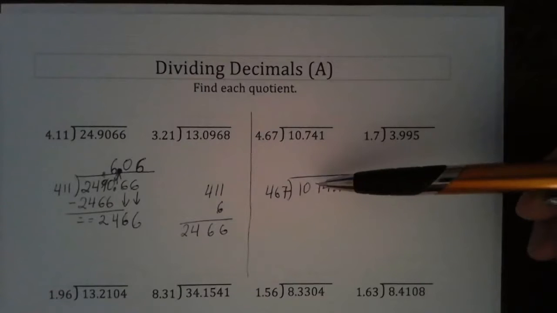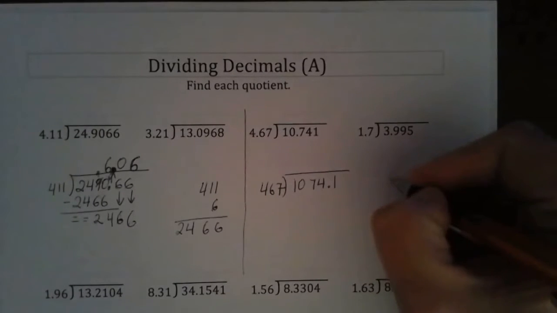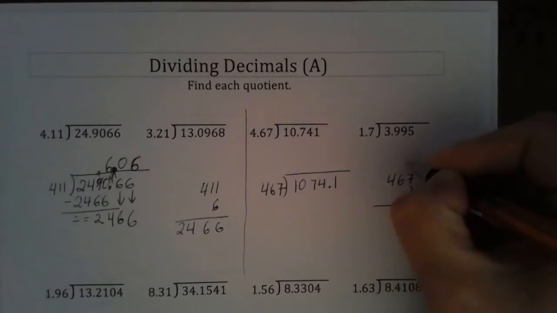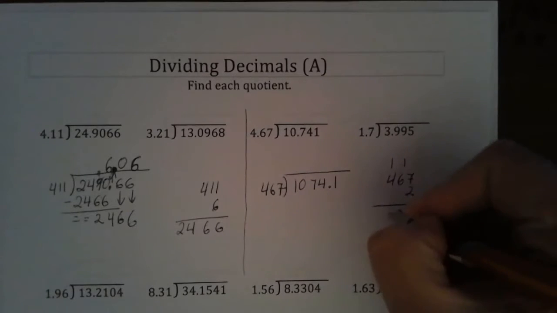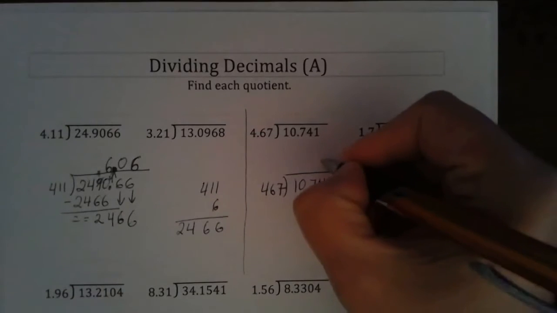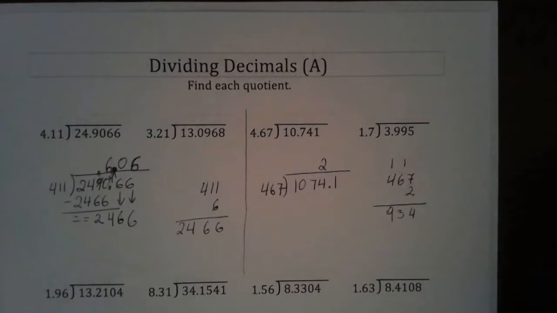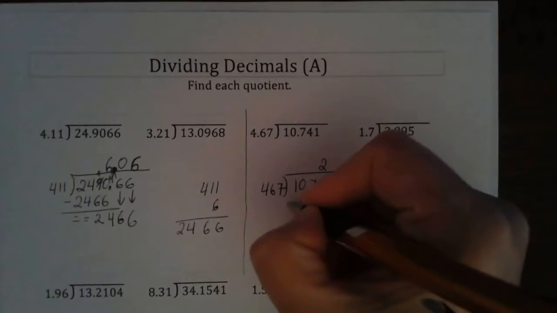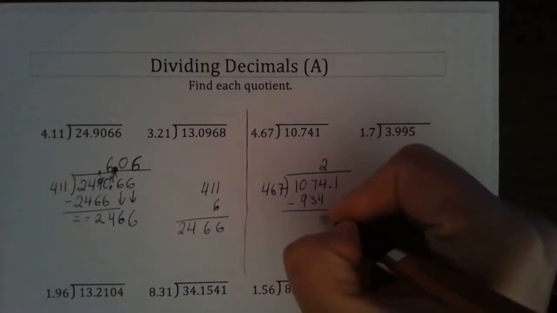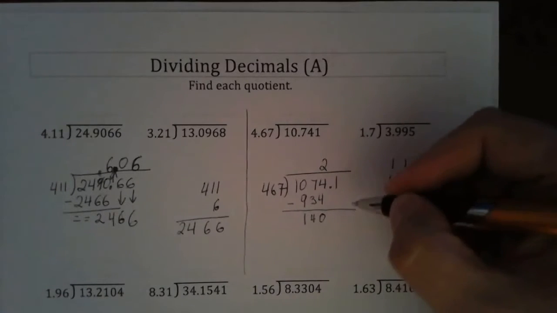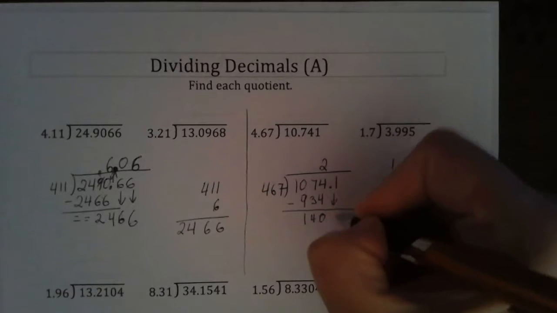I'm over 400. I need to be closer to 1000. I'll probably try twice. So 14, 1, 12, 13, 1, 8, 9. I'm really close. I cannot put another 467. So I'll go with 2. 2 times 467 is 934. I'm going to subtract. 4 minus 4 is 0. That's 4. And that's 1. And I need to bring my 1 down.